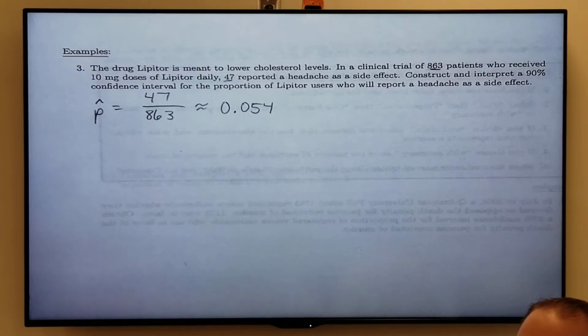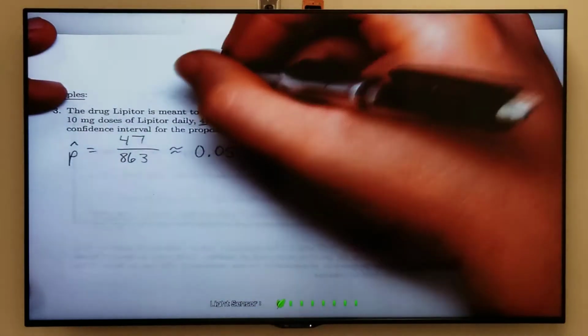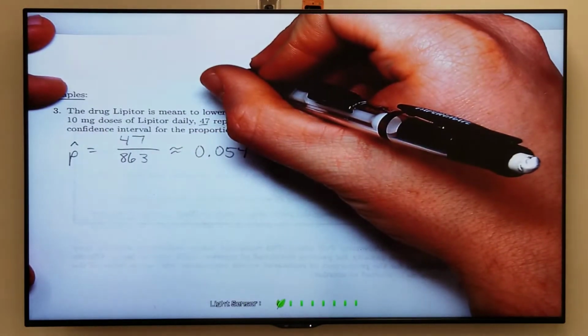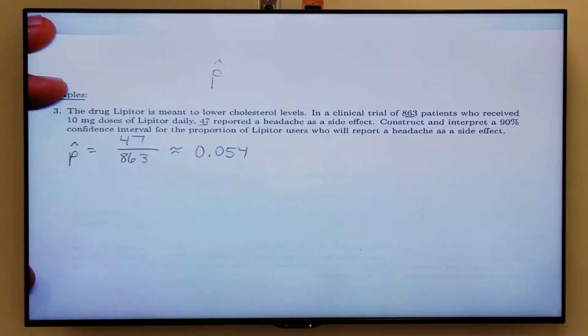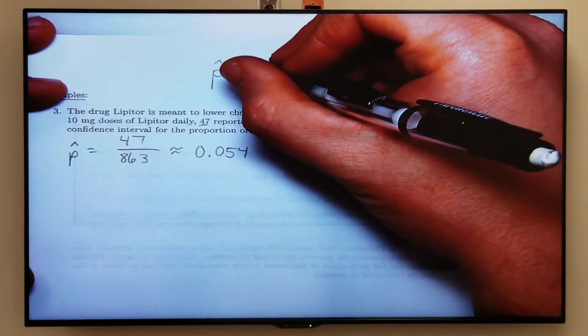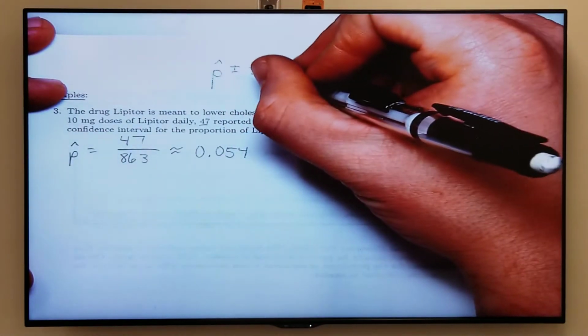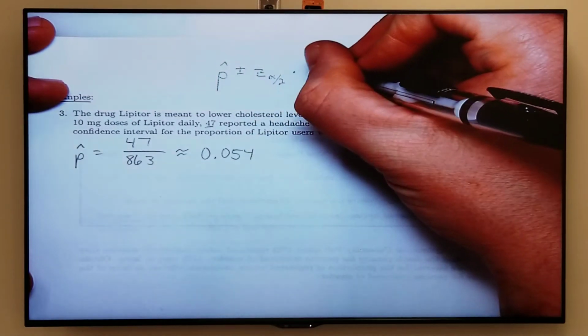The question is, out of all of the Lipitor users in the world, what percentage of them experience headache as a side effect? We can't say that it's exactly 5.4%, right? But it's probably something close to that, okay? So it's probably 5.4%, give or take a little bit. The exact value that we would give or take, our margin of error, would be this. So the formula is p hat. This is just the same formula from the previous page, but it's p hat plus or minus z sub alpha over 2 times sigma sub p hat.